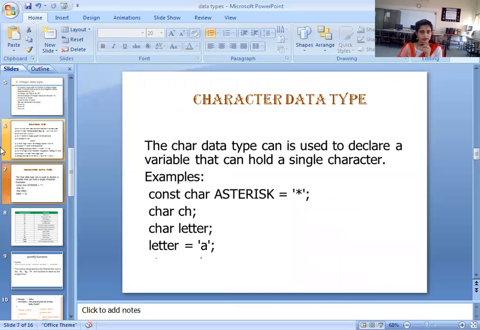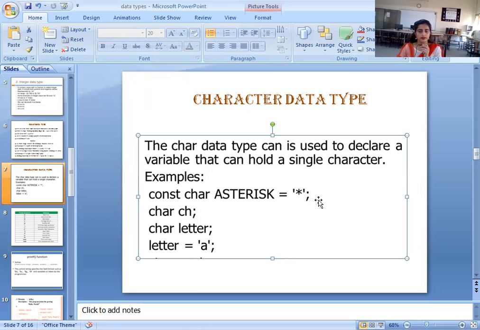Now the character data type. The character data type can be used to declare a variable that holds a single character, only a single character, and if you need to provide the single character, you have to write it in single quotes. It is written right here, that is in single quotes. Asterisk is written in single quotes. Say character ch is there, the keyword is char, as I've already told you, the keyword used for character is char.